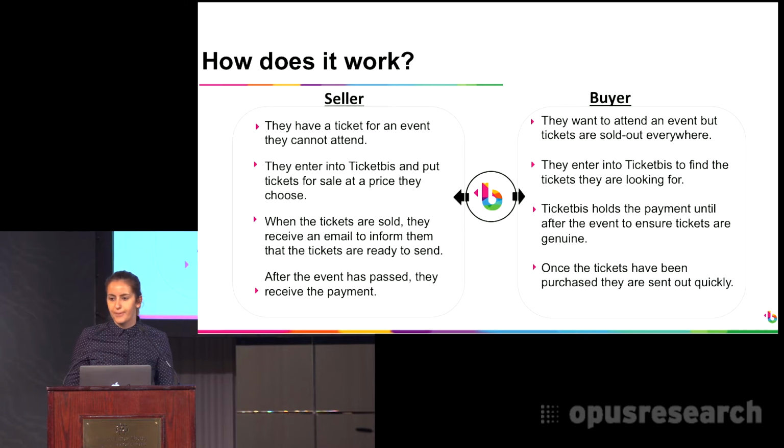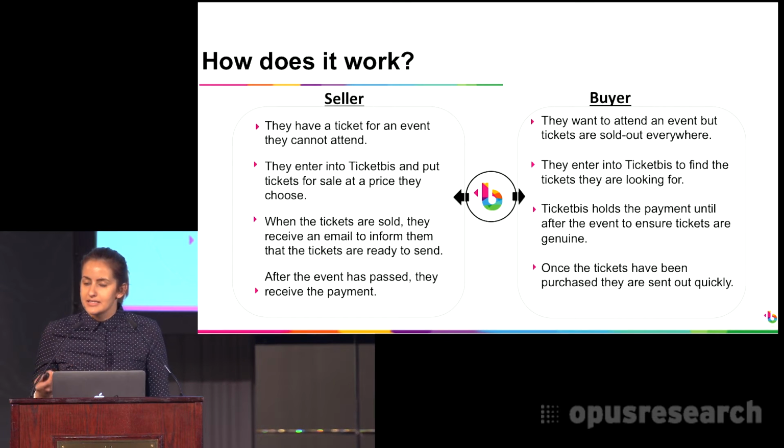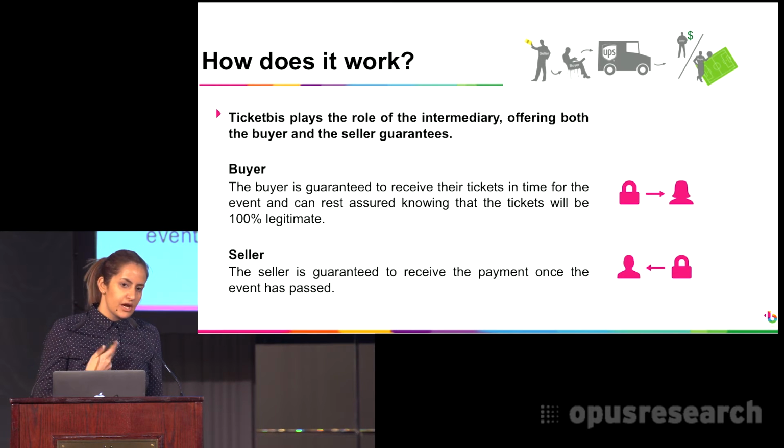The seller goes to our webpage, searches for the event he wants to sell tickets for, and sets his price. Then the buyer selects the tickets for the event he wants to attend, completes the payment, and the seller receives a confirmation email. Then the tickets are sent out for delivery. To ensure the ticket's validation, the seller only receives the payment after the event. So Ticketbis guarantees two simple things. One, the buyer can be sure that he will receive his tickets on time, and two, the seller will receive his payment after the event.